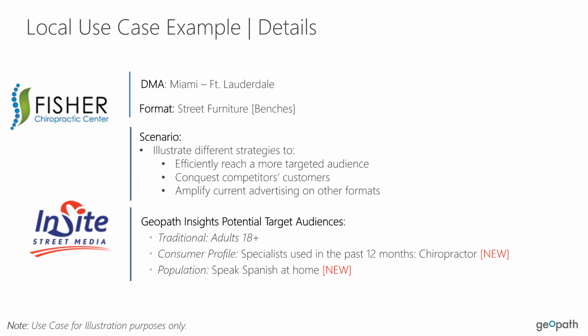We'll look at 3 different audiences. First, traditional adults 18 plus. Then some specific consumer profiles: those that have been to a specialist, a chiropractor, in the last 12 months, and those that speak Spanish in the home. We'll look at which inventory is most efficient for reaching each of those targets, and how we use that to create value for clients.